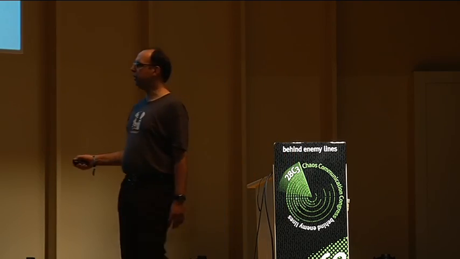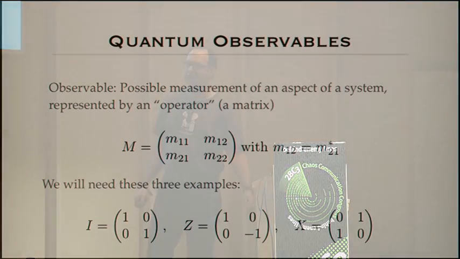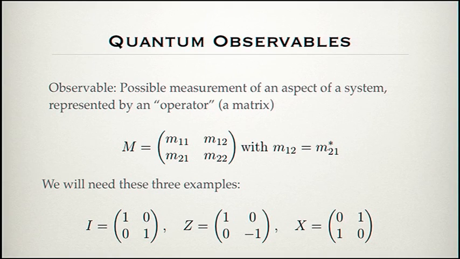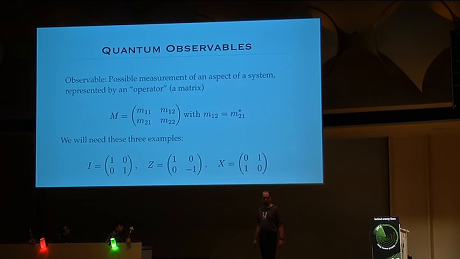Okay, my first example is the so-called identity matrix, which reads 1 0 0 1. This fulfills this condition. This matrix, when I apply it to a vector, you all promised me you applied matrices to vectors before, right? Then you know this matrix leaves the vector as it is. It does nothing. That's the identity matrix.